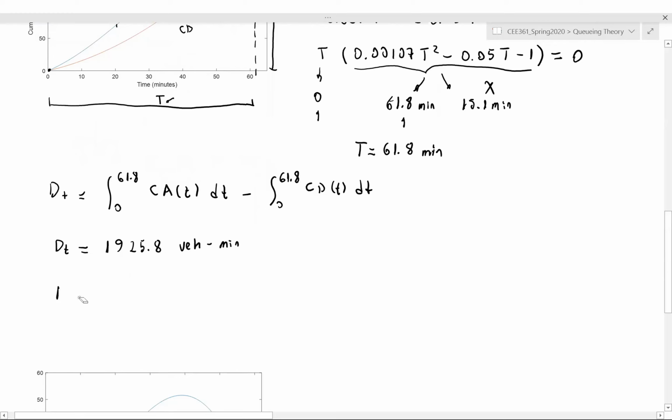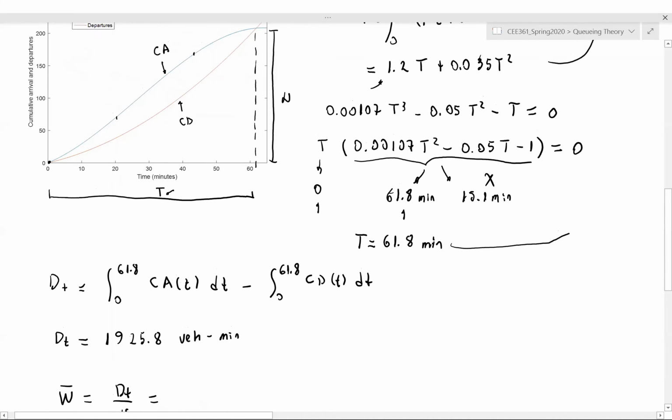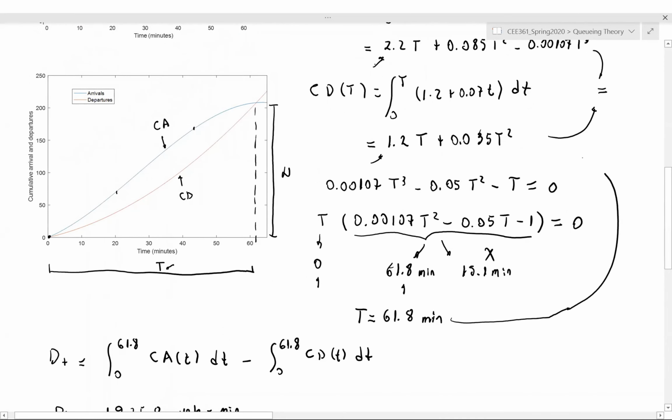The average delay, let me write it with the letter W. The average delay would be d of t divided by the total number of vehicles. And I haven't told you how I get this. If I plug this value into either of these two equations, I get that n. And that n happens to be equal to 208 vehicles.